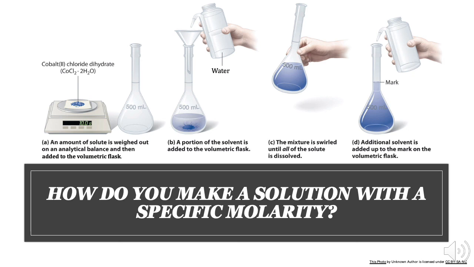And once that's been completely dissolved, then you're going to put the volumetric flask down on a flat surface and continue to fill it until you reach that mark. You want to get down to eye level and make sure that the bottom of the meniscus is right on that mark. And that's how you make a very specific concentration of a solution.